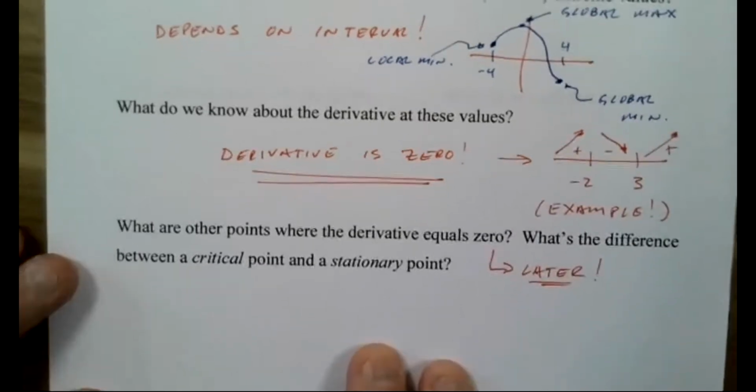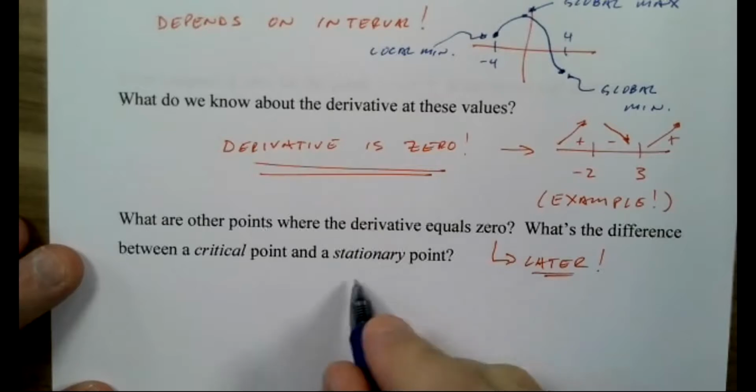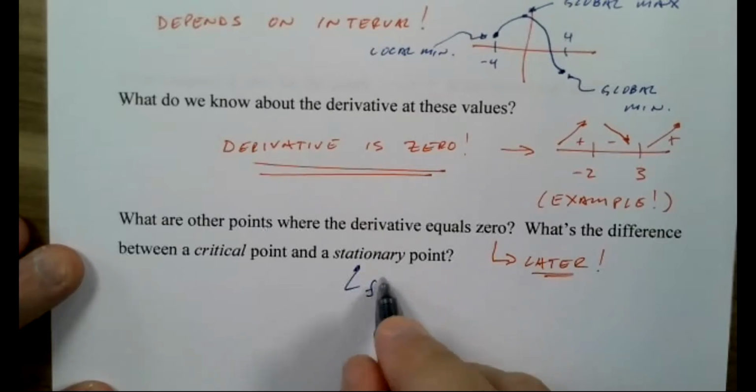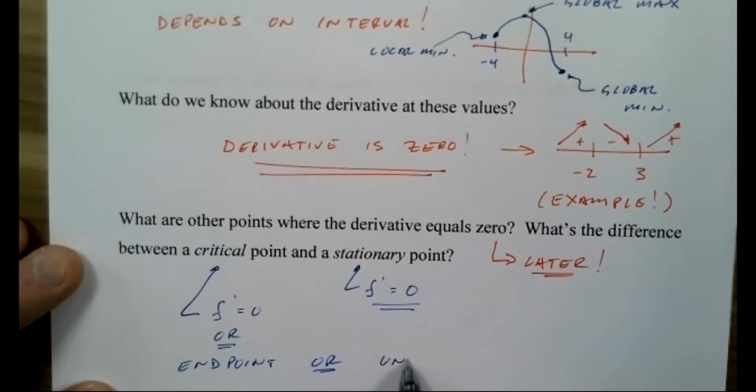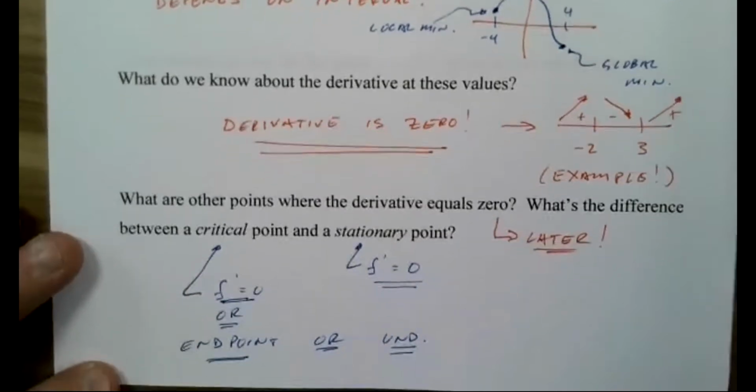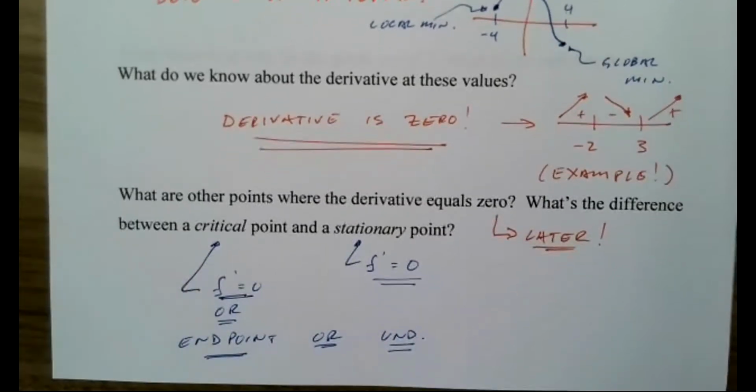And what's the difference between a critical point and a stationary point? Stationary point, it's easy to remember. The derivative equals 0. Critical point, derivative equals 0, or endpoint, or undefined, that sort of thing. So critical point means go check it out, like your endpoints.